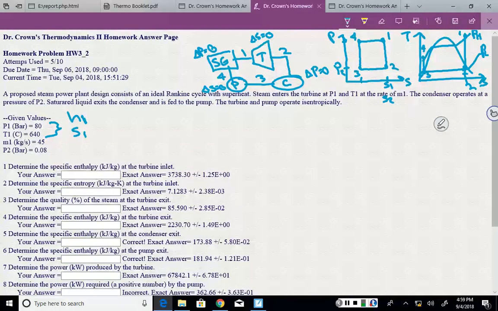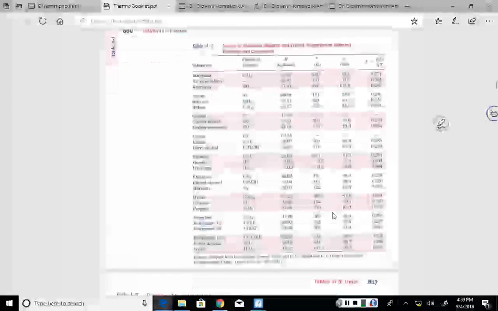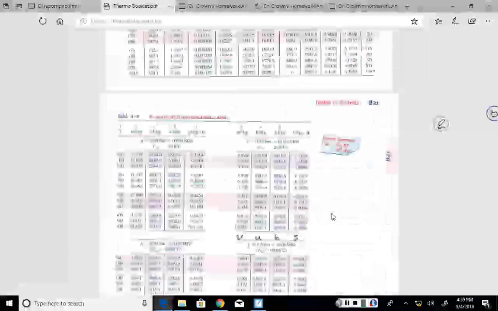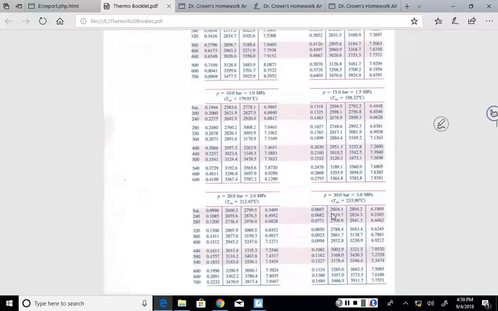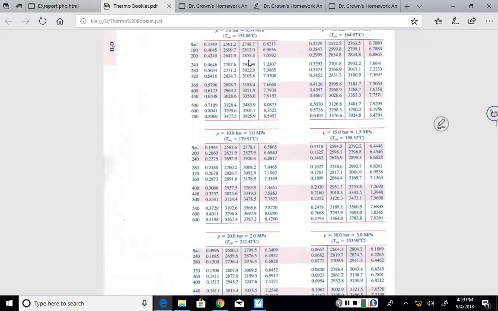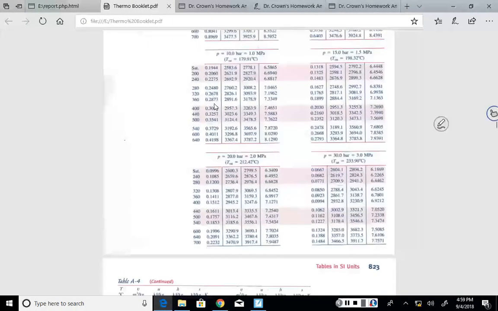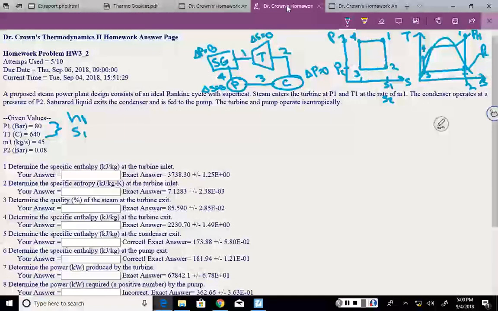All right, so I would go to the thermal booklet, I think I may have this downloaded. I'm going to scroll down quite a ways to the superheat tables. I need to make sure I'm in the tables for water, A4, and find the table that has the pressure and the temperature that I'm at. So let's take a look. We're at 80 bar and 640.